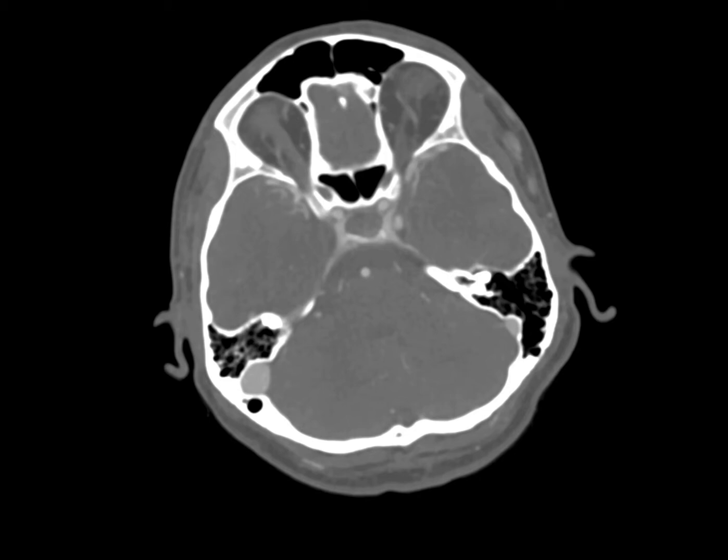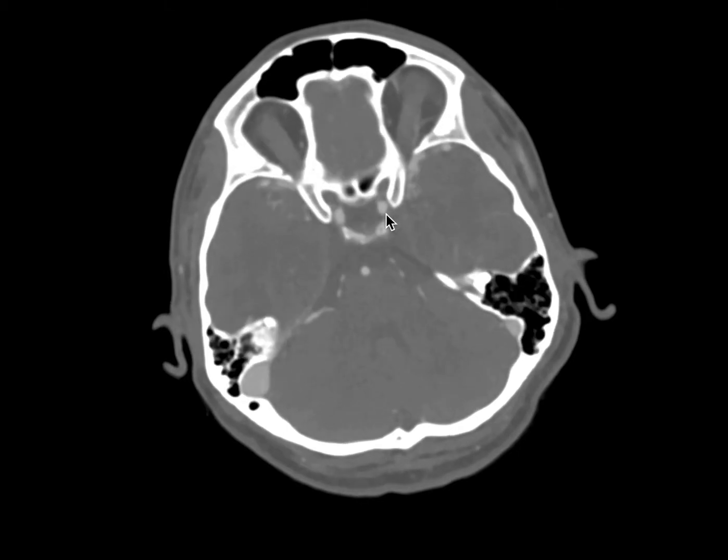We'll next encounter our C5 clinoid segment, which extends a short vertical distance here from the proximal up to the distal dural ring near the anterior clinoid process. It normally has no branches, though occasionally the C5 clinoid segment may give rise to the ophthalmic artery.